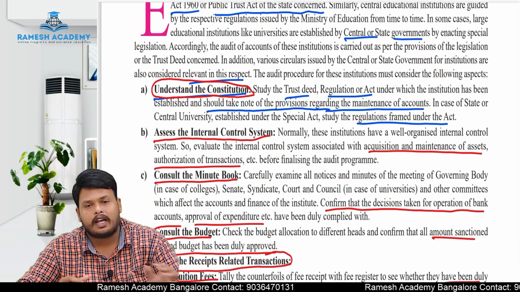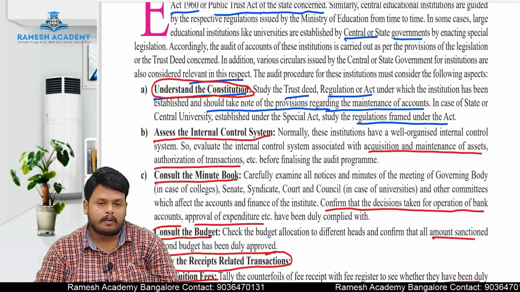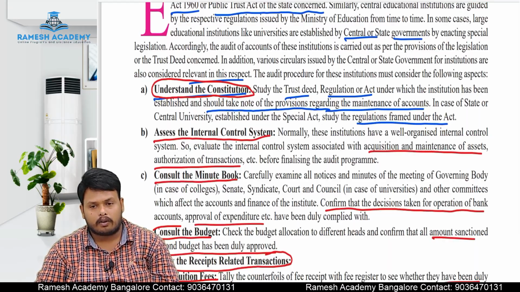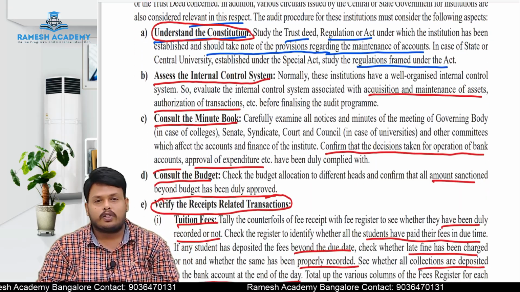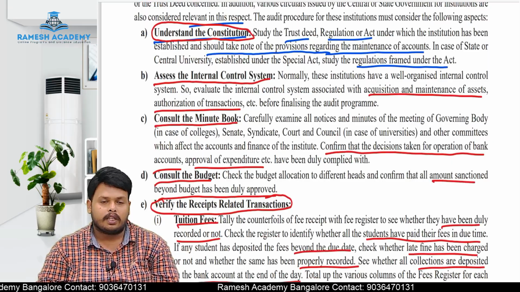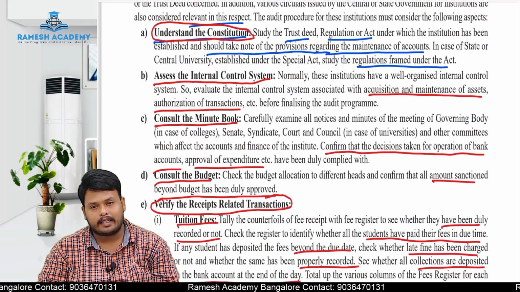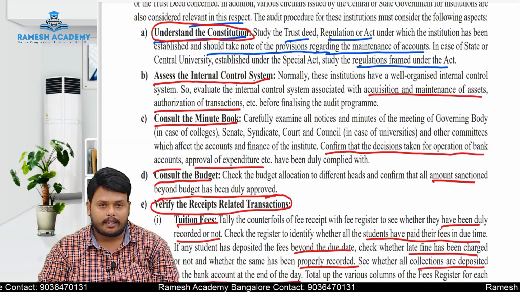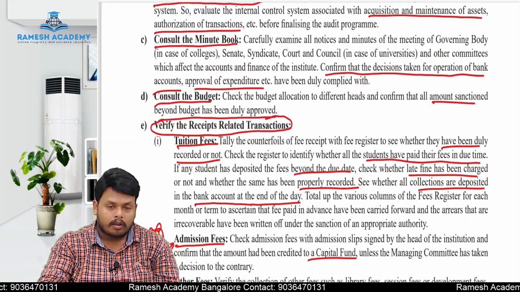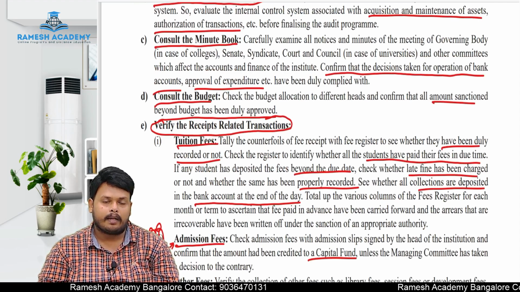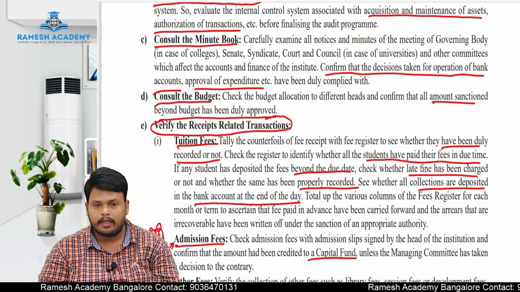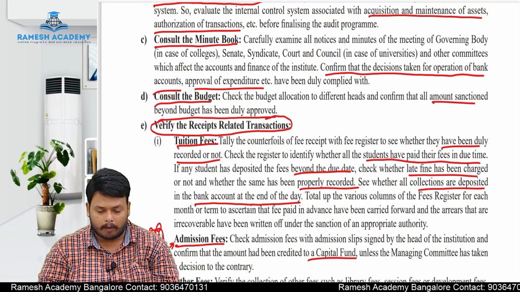Second one is the auditor has to assess the internal control system, because based on the assessment of internal control system only the auditor can design his audit program. The auditor has to consult the minutes book of meetings, because then only the auditor can understand what are the decisions which are taken by the educational institution. Consult the budget. The different budgets will be allocated to different departments. If any department is spending beyond the budget, necessary approvals should be obtained.